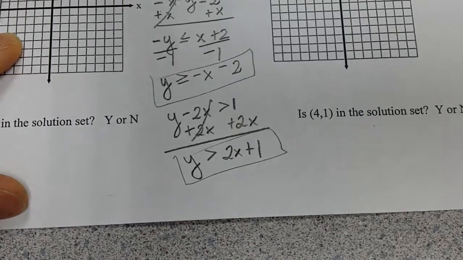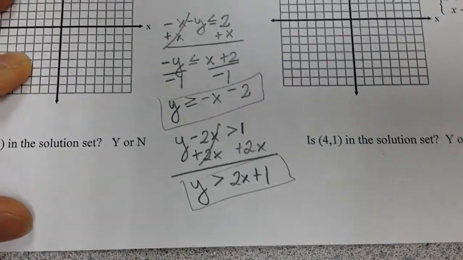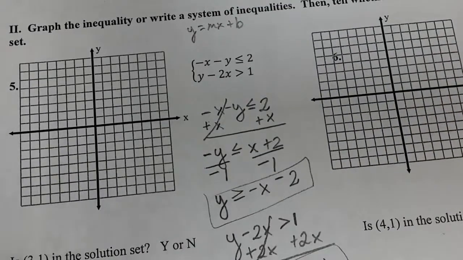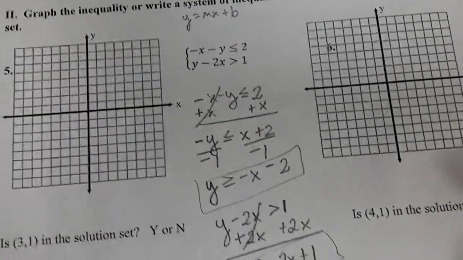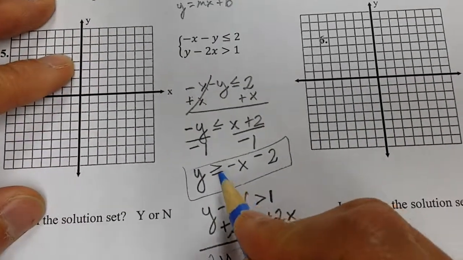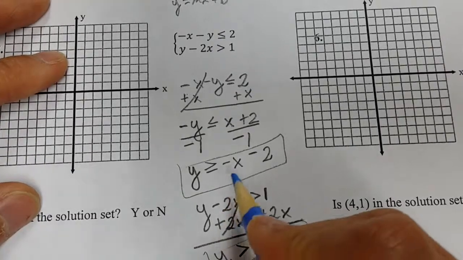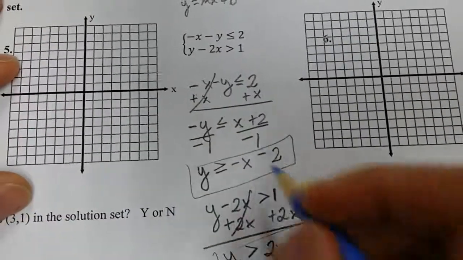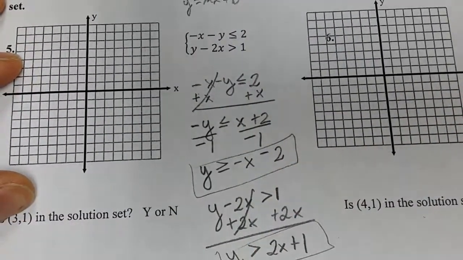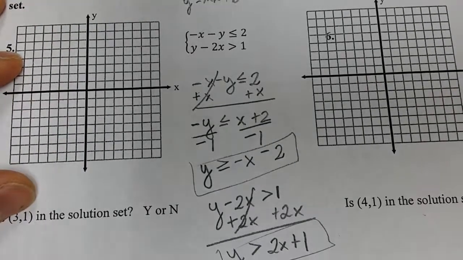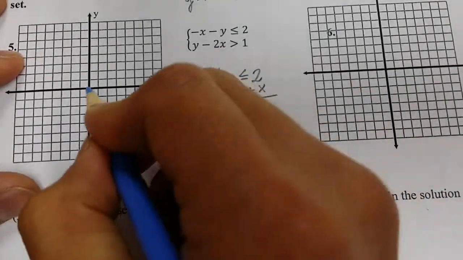So now let's graph. We'll try to graph these two equations. I'll try to use a different color pencil for you to see. So let's look at the first one. Y is greater than or equal to negative x minus 2. The minus 2, that is our y-intercept. So from the origin, I go down 2.